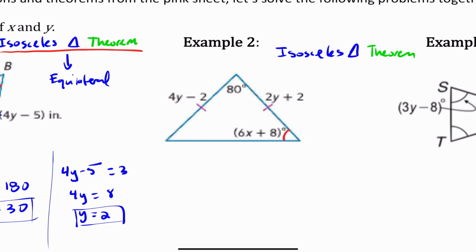So this angle and this angle are congruent. So what else do we need to know? Well, since these two angles are congruent, this is 6x plus 8. So that means that this here has to be 6x plus 8.